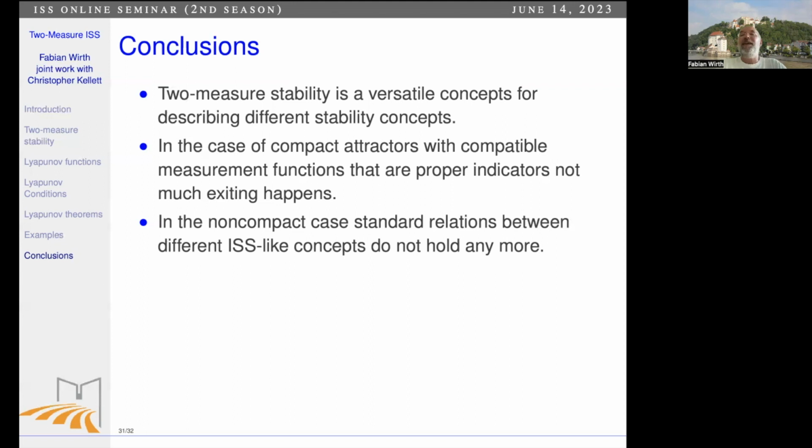You basically are in smooth waters, and everything that you have to do has been done before in other contexts. And in the non-compact case, things become a bit more complicated because standard implications simply are no longer true. And you have to be a bit more careful in finding the right argument. And in particular, for converse theorems, the approaches that we're maybe used to do not work as smoothly as one would hope, and there's a bit more work to be done.